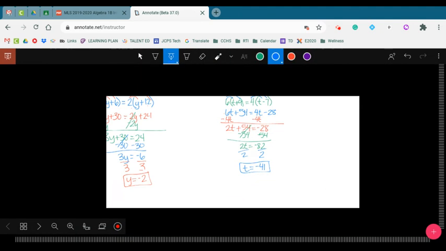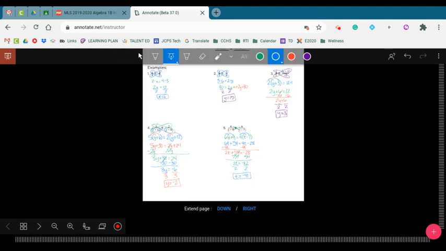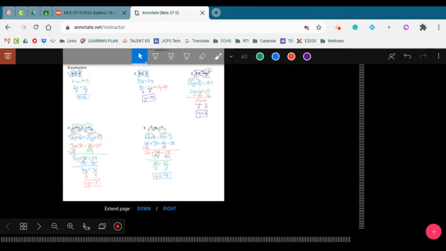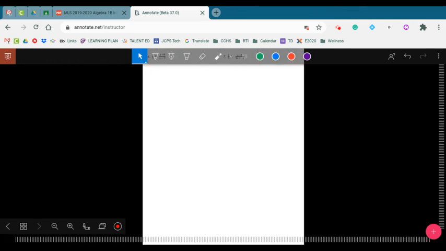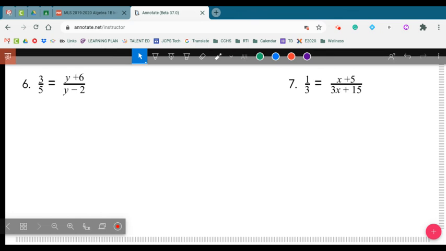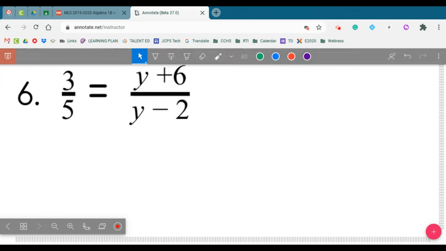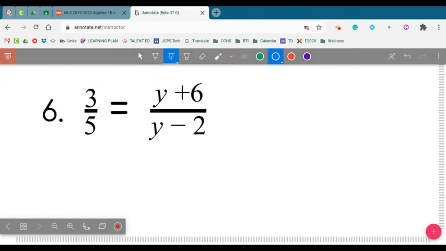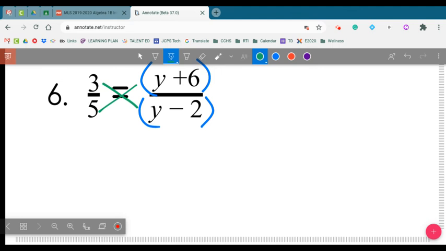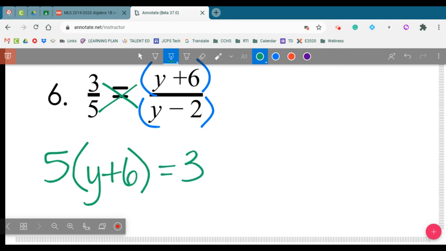Okay, so we've done 1, 2, 3, 4, and 5 with cross multiplication. Let's move on to the back page. Okay, on the back page, we just have 2 more examples. So I want to put the 2 terms in parentheses because I know they're going to stay in parentheses. So I can do 3 times y minus 2 and 5 times y plus 6. Doesn't matter which one you put first. I'm going to put 5 times y plus 6 equals 3 times y minus 2.